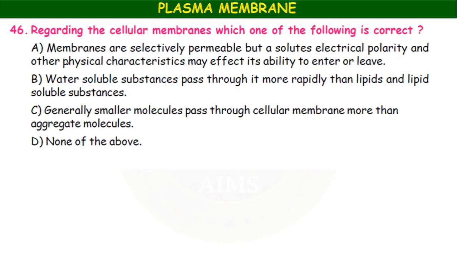Regarding the cellular membrane, which one of the following is correct? The membranes are selectively permeable, but a solute's electrical polarity and other physical characteristics may affect its ability to enter or leave. The water soluble substances pass through it more rapidly than the lipids and lipid soluble molecules. Generally, smaller molecules pass through the cell membrane more than aggregate molecules, or none of the above.